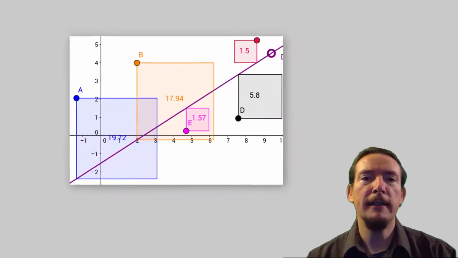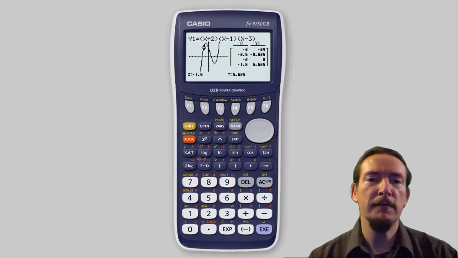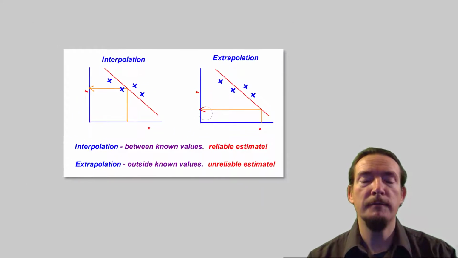So that's all for this video. You should now know how to choose the correct least squares regression line and to use your Casio graphical calculator to find its equation. You also now know how to decide whether estimates found will be reliable or unreliable.